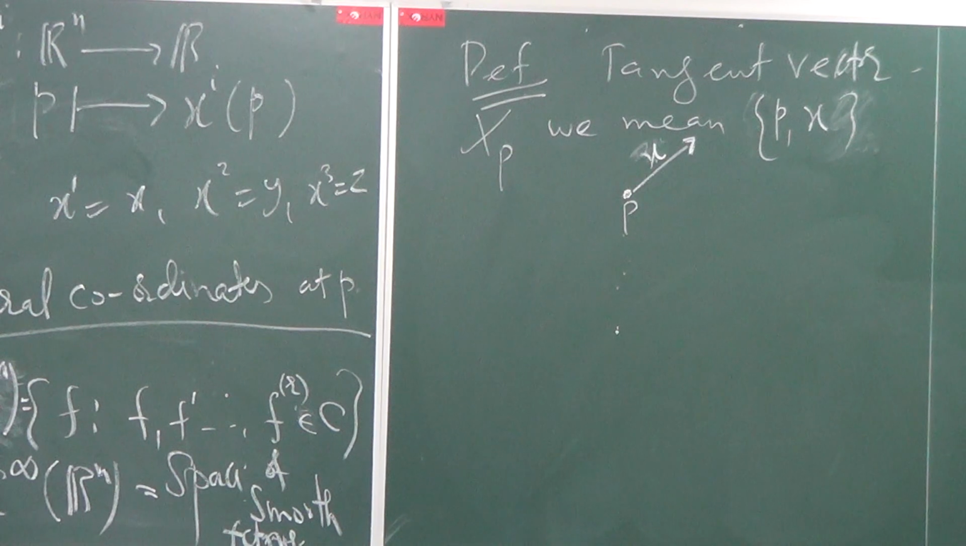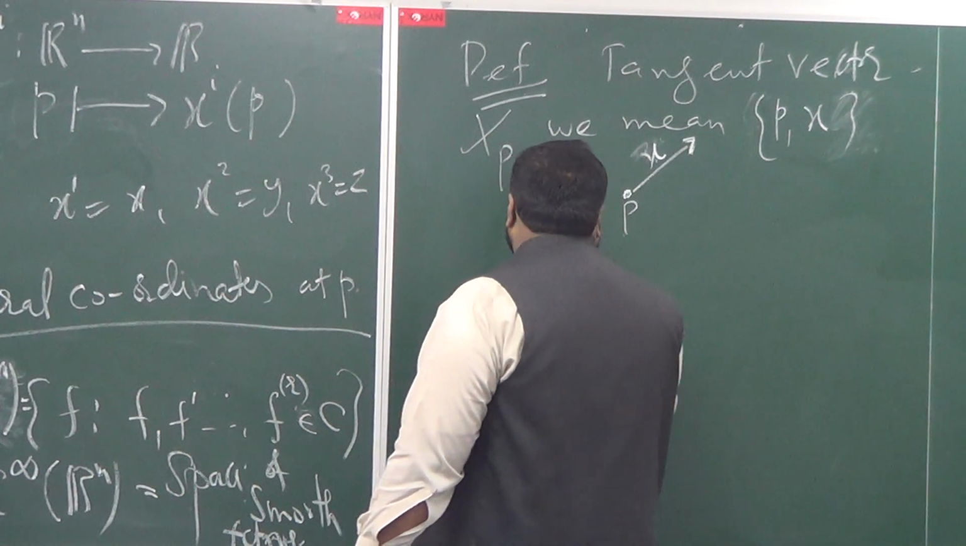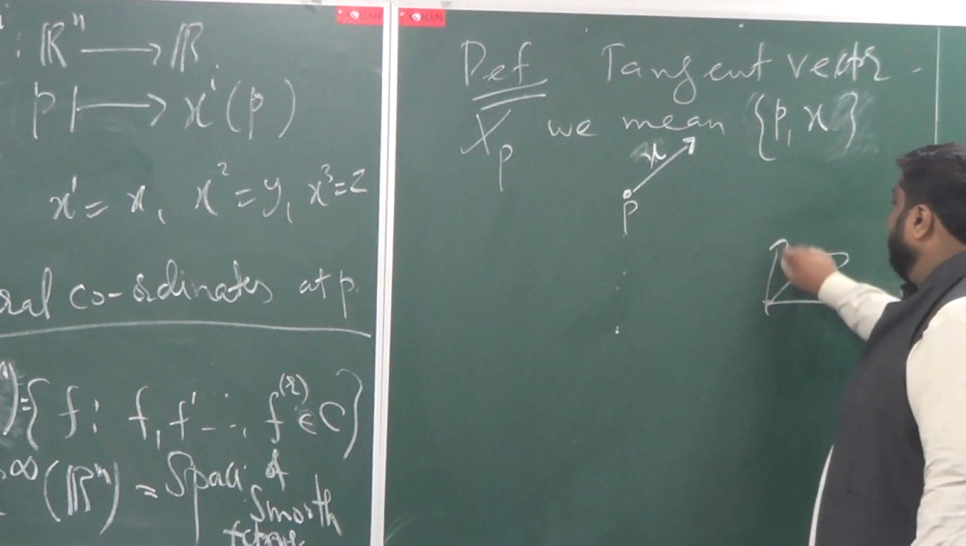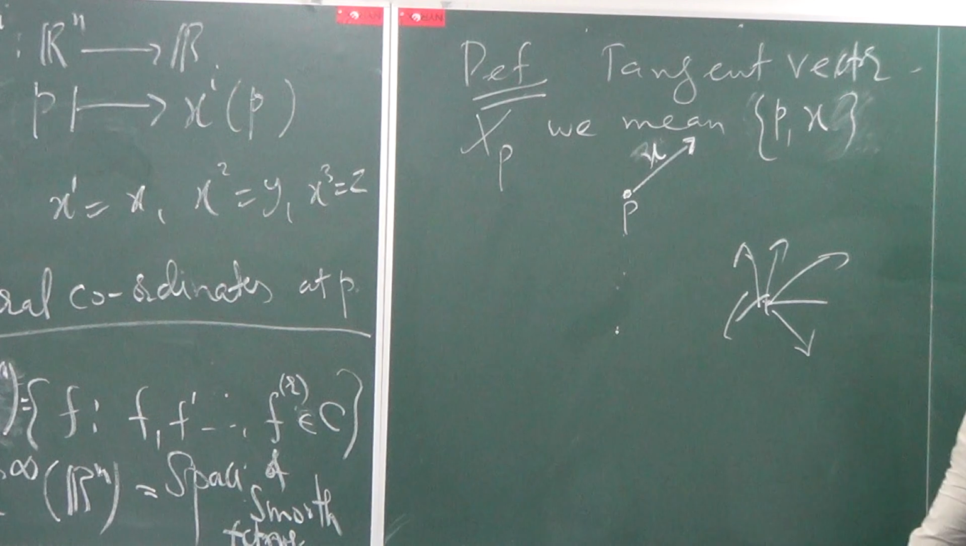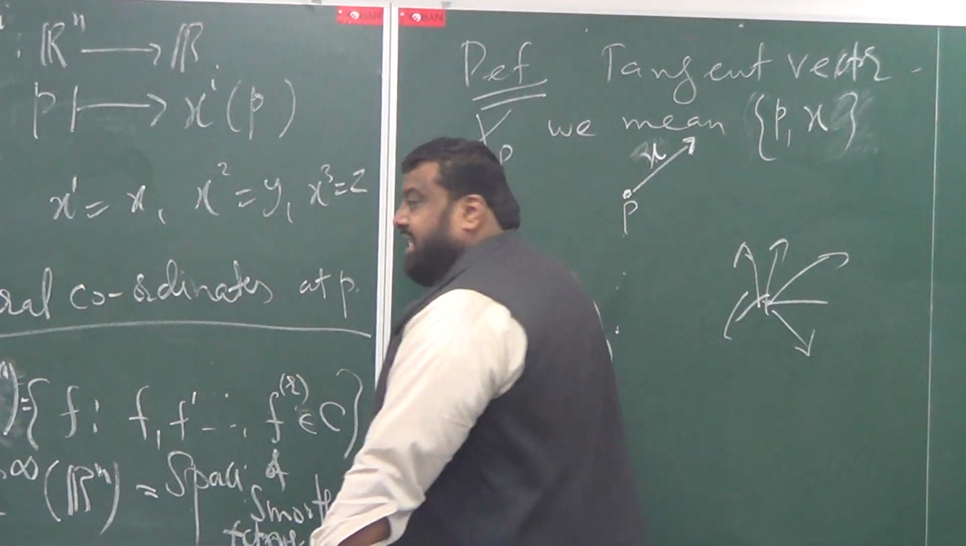Point P and a vector attached to it. That's it. Okay. Then I can do what? At one point I can have zillions of vectors attached to it. Okay. So all these are, by definition, tangent vectors.